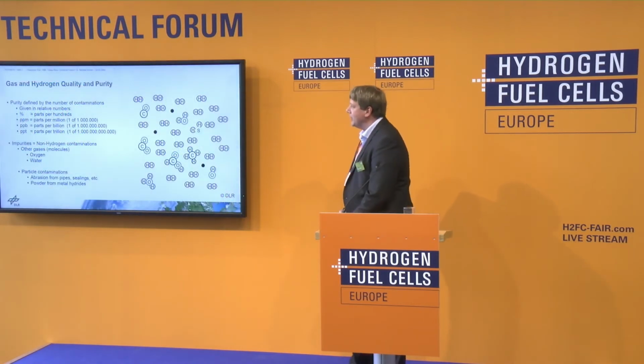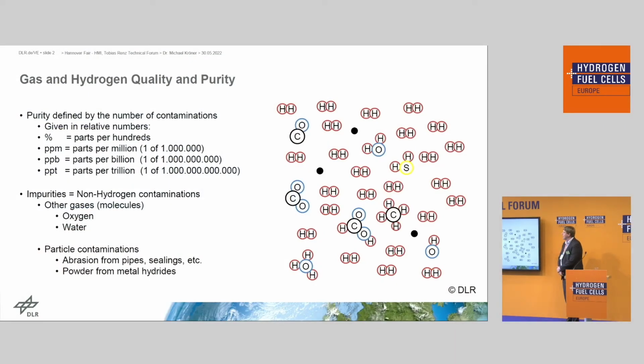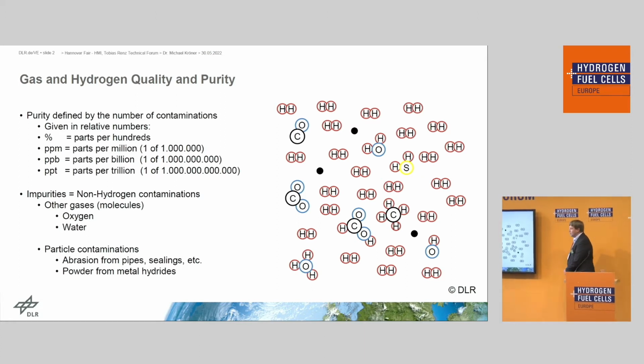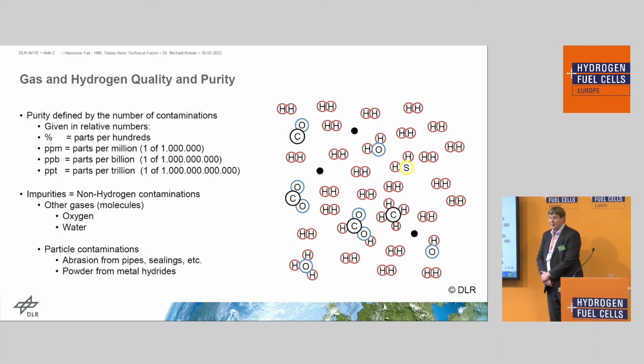Today I would like to talk about hydrogen quality and analysis. So the first slide is I want to introduce what actually hydrogen quality is about. Normally purity is given by a number of contaminations, as most of you might know, in the percentage range. This means 1 part per 100 is a different particle. And I've shown this here.